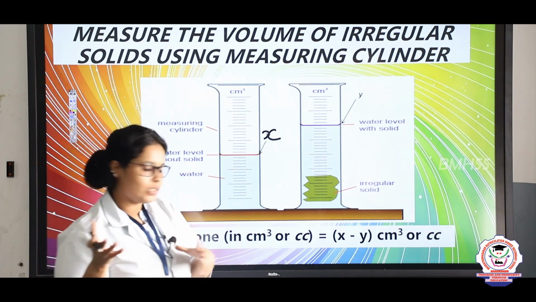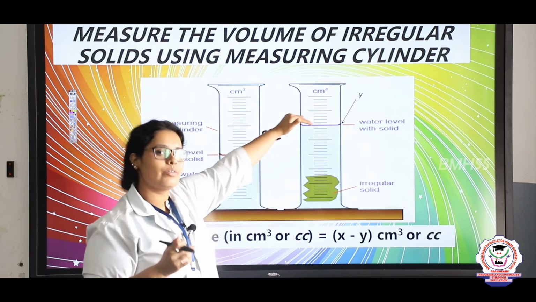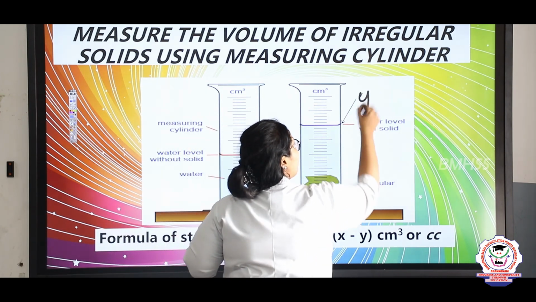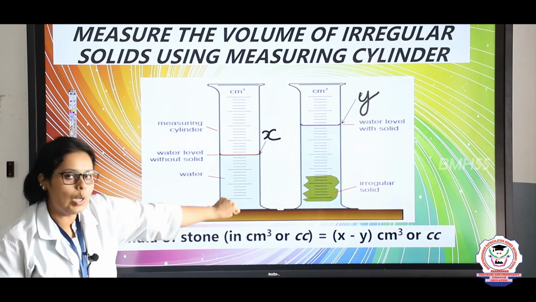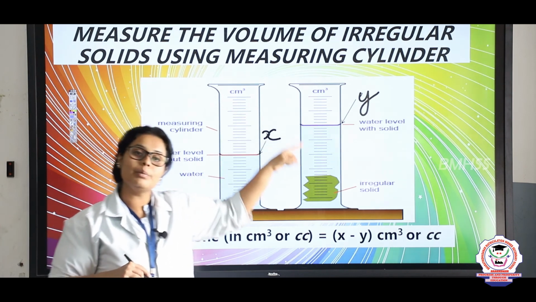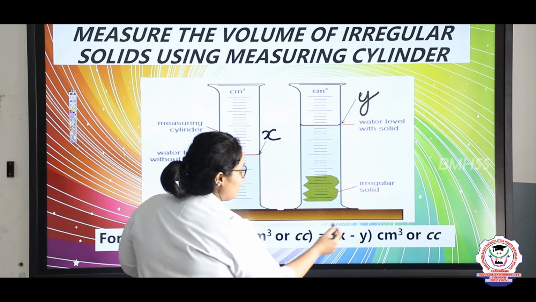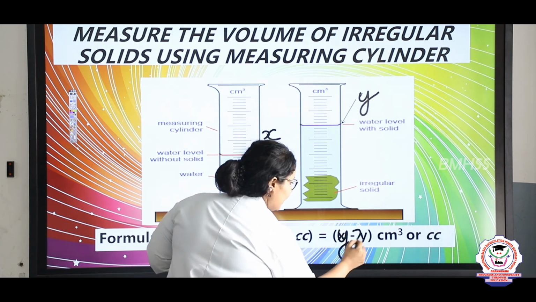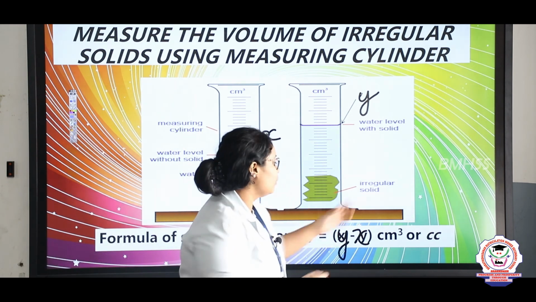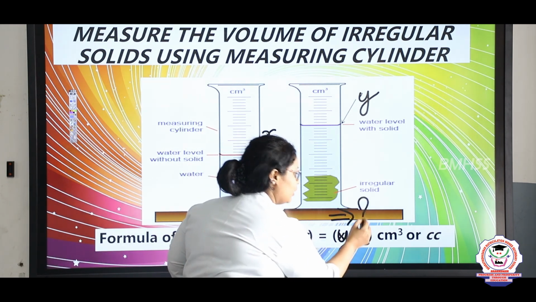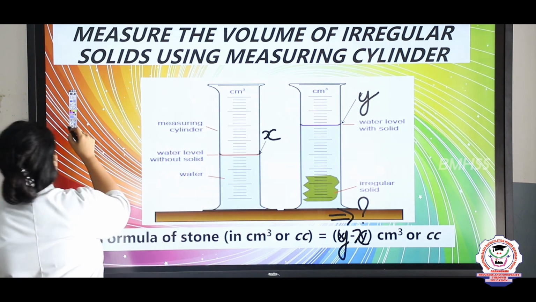Later on, I take my stone and put it inside. Okay, when I am putting it inside, the level of the water increases. It increases and it gives the value as y. Now this value is higher and this value is lower. Now I need to find what is the volume of this. So here is the formula. The formula here is, we need to see y minus x. So y is the bigger number, right? Now when we are doing like this, we will get a value. That value is the volume of an irregular object, right students?